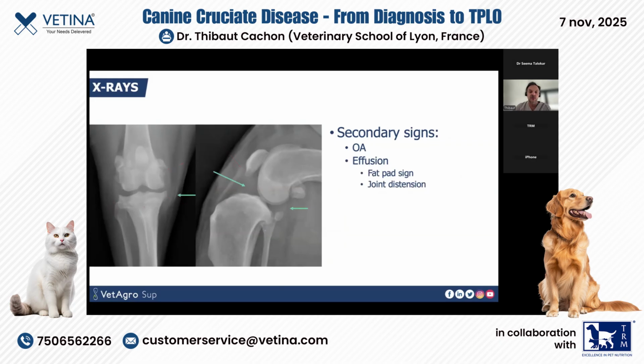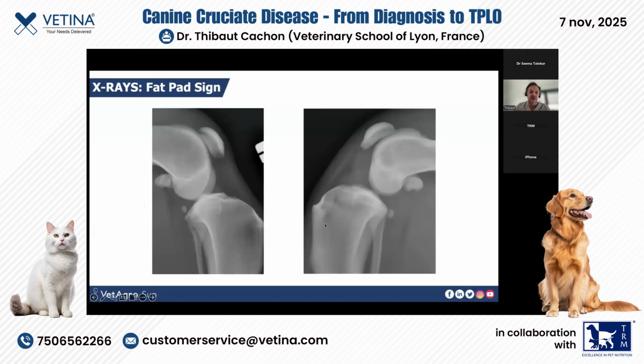You also find some effusion of the stifle, and you can see on the caudocranial view that there is medial buttress on this tibia. You can see also in the lateral view what we call the fat pad sign, that there is effusion of the joint, and we do not see the fat pad clearly as it should be. And there is also dilatation and enlargement of the stifle in the caudal part of the joint.